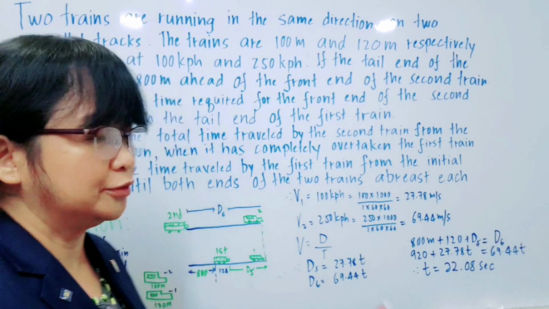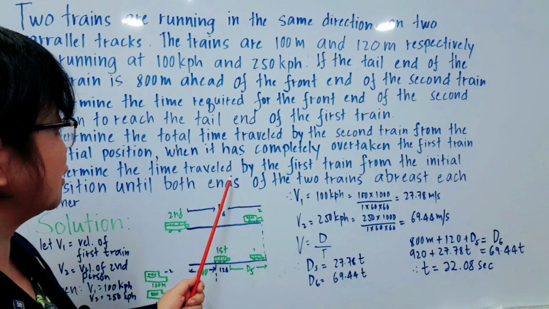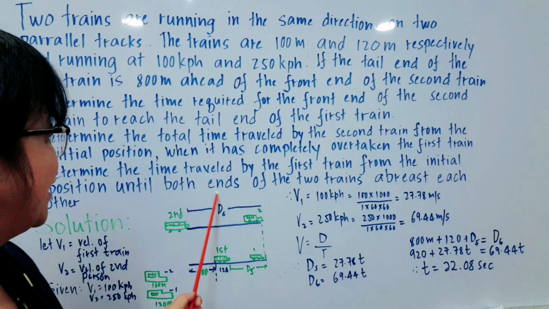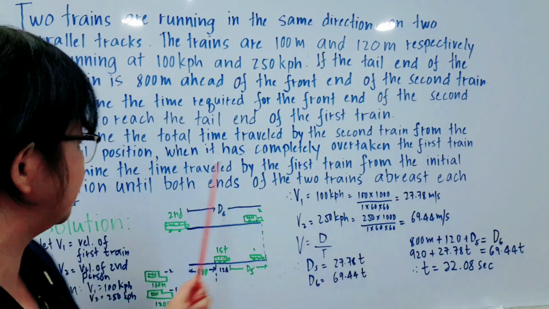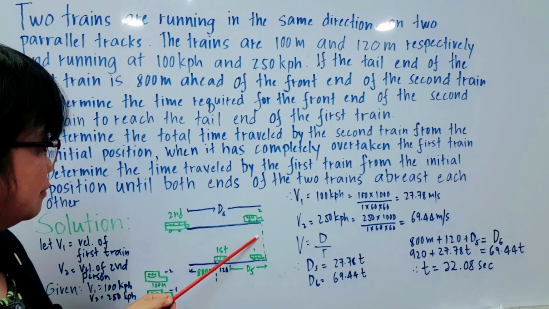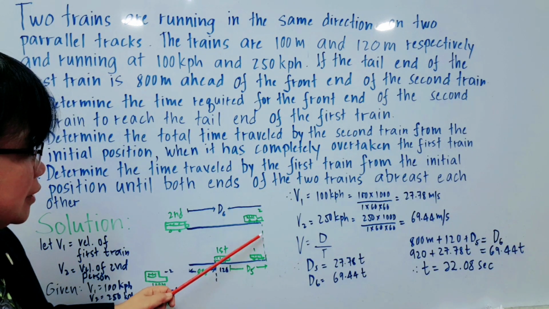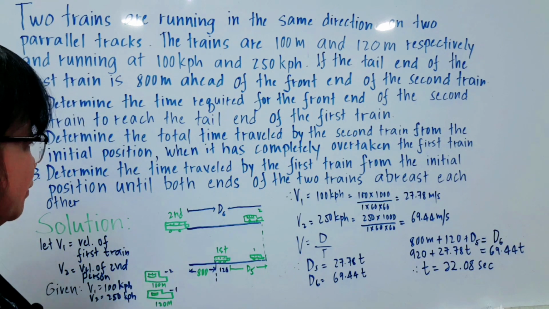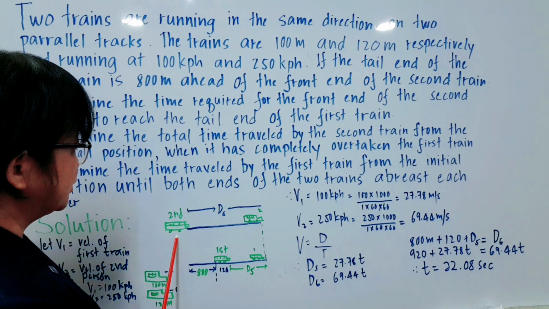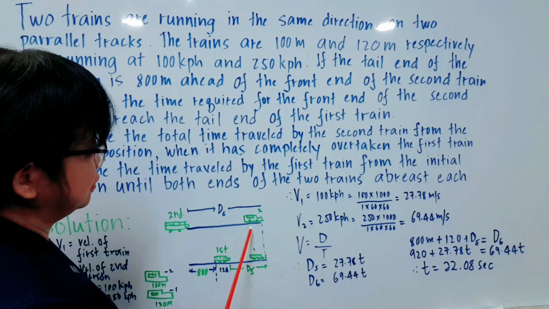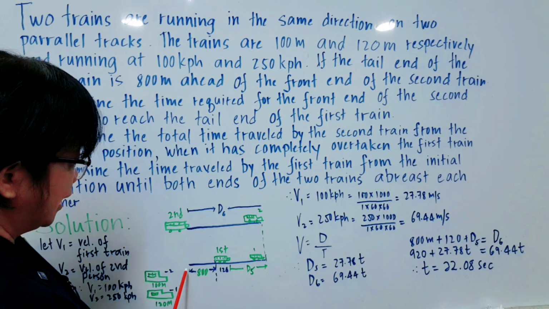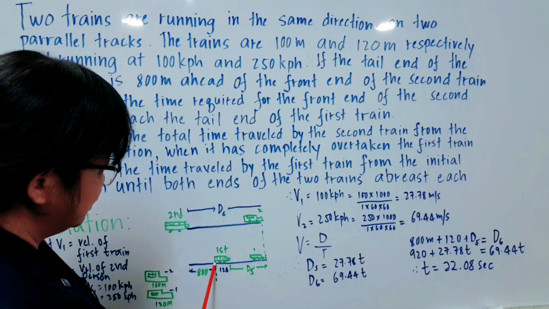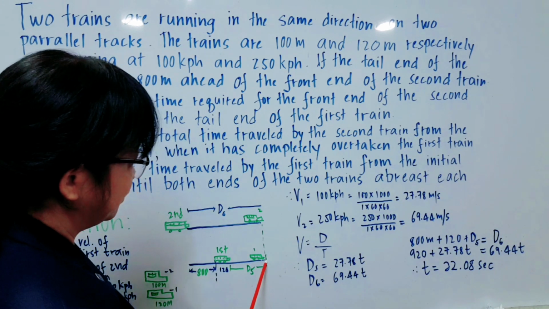Now, the third question, determine the time traveled by the first train from the initial position until both ends of the two trains abreast each other. That means, pareho na sila ng distance, ng position nila. So, ang second train, ang distance niya is from the original to the end point. And the second is from the 800 meter going to the end point.